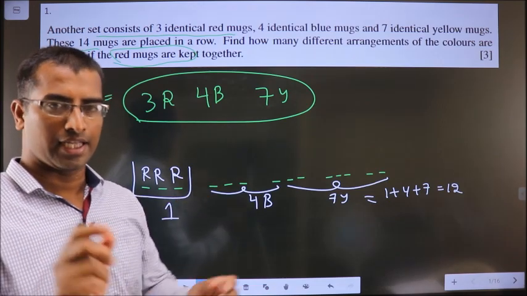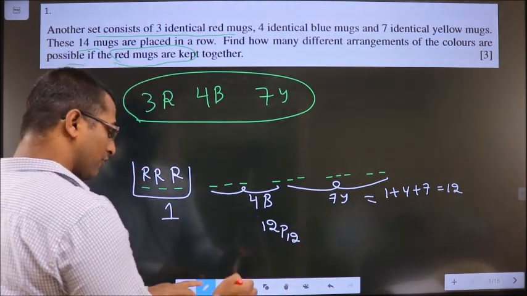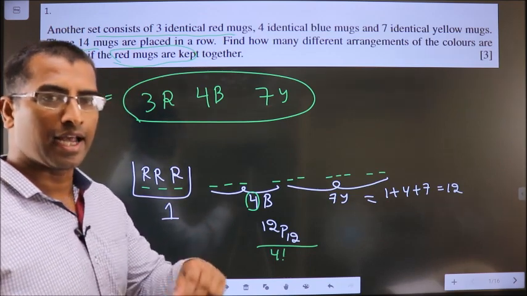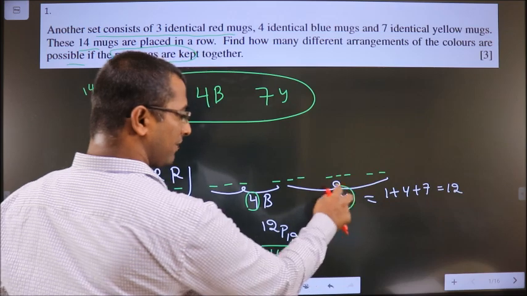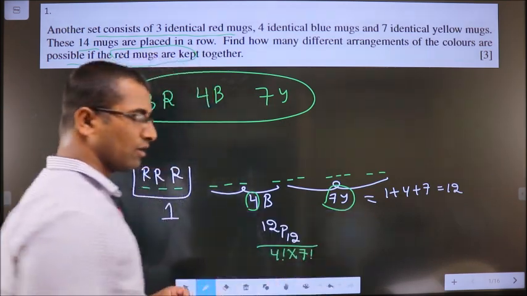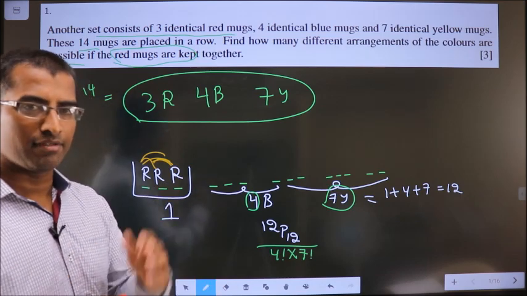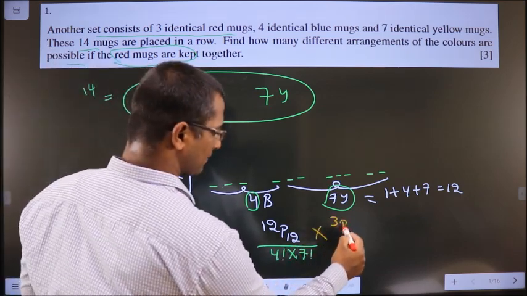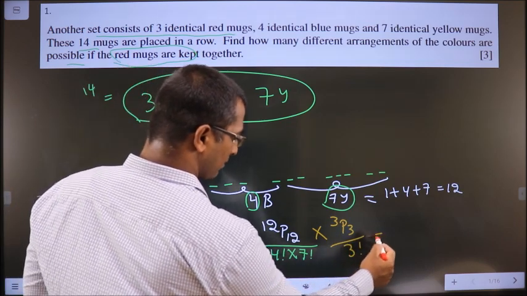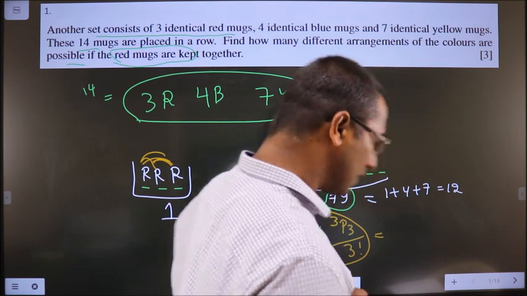that is 12. These 12 can be shuffled in 12P12 ways. Now, since 4 blue are identical, I should divide the answer by 4 factorial. And also, 7 yellow are identical, so divide the answer by 7 factorial as well. Now look at inside this box. Again, these 3 R's can shuffle within themselves in 3P3 ways. And also these 3 R's are identical, so divide by 3 factorial. Put this entire thing at once in the calculator, and that will give you 3960.